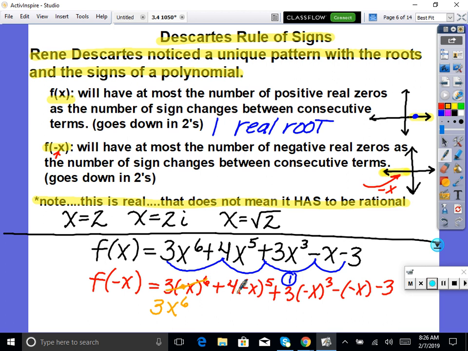Now right here we have a negative x to the 5th. A negative to an odd will be negative. Now look, that means we have positive 4 times negative x to the 5th, minus 4x to the 5th. Now we have another odd, don't we? So it's a negative and a positive. So minus 3x cubed. And then a negative and a negative is a positive x, minus 3. So now what we'll do is count. The same idea.